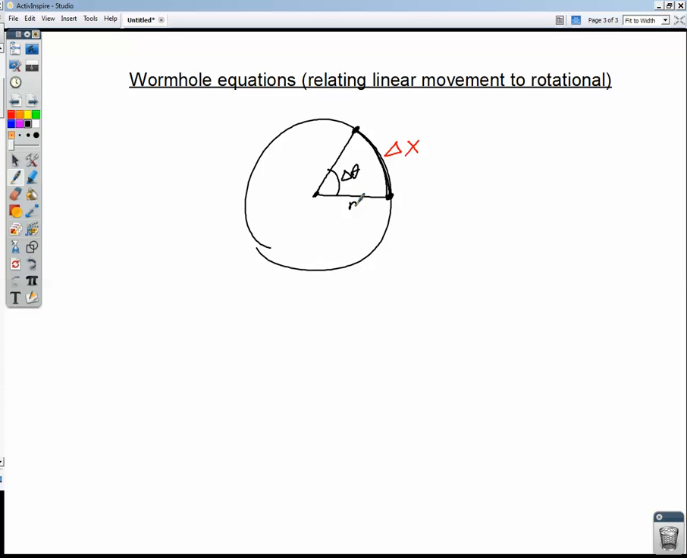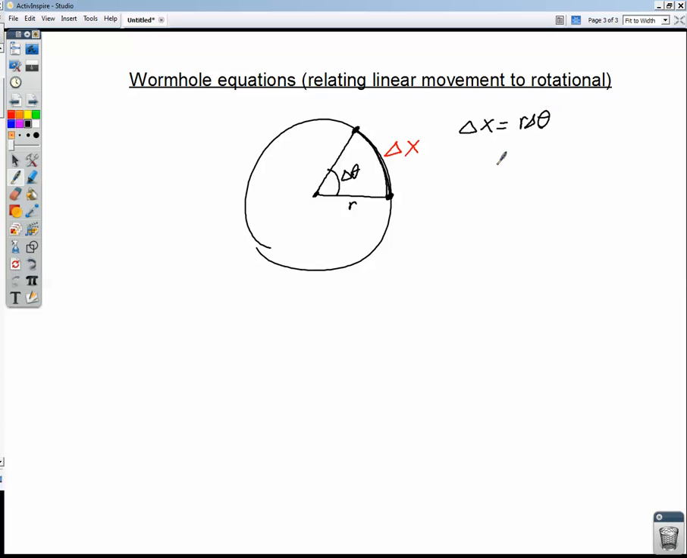So how is theta related to delta x? Well, notice that delta x is the arc length. And how is theta related to the arc length? The arc length, delta x, is equal to r times delta theta. So there is our first wormhole equation. If we want to relate the linear distance traveled, then we just have to do r times the angular displacement.